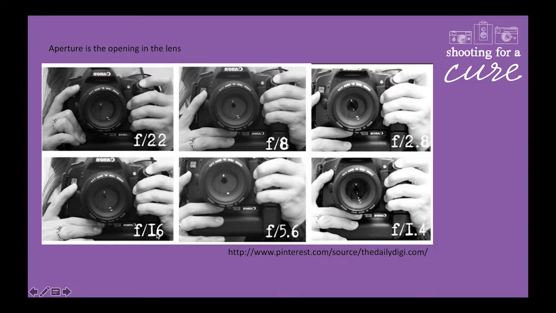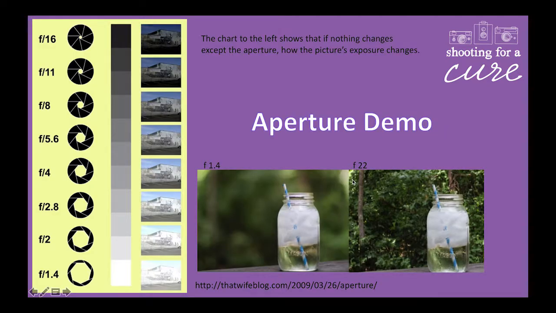So you can see it goes from 22 to 16, the hole gets a little bit bigger. Down to f8, a little bigger. 5.6, a little bigger. 2.8, a little bigger. 1.4, a lot bigger. All right, we're going to go over this in more detail, but it takes a little while for this to make sense. The lower the number, the larger the opening to let light in.